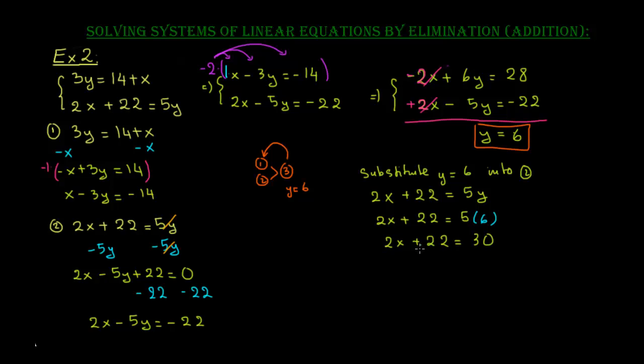To isolate the x, move 22 over by subtracting 22 on both sides. So 2x equal to 30 minus 22, which gives me 8, and dividing by 2 on both sides gives me x equal to 4. So x equal to 4 is my second unknown. But make sure you write your answer in x and y order, which means (4, 6) is my final answer. We can check the solution by plugging into both equations. They have to give you a true statement.